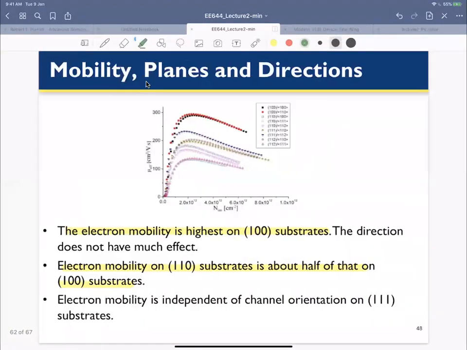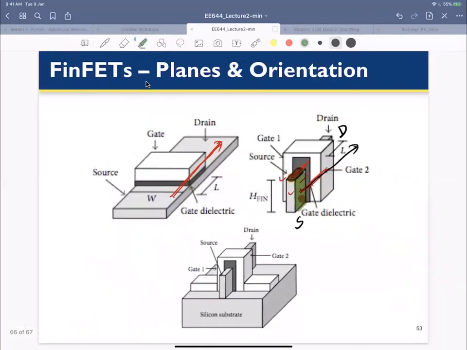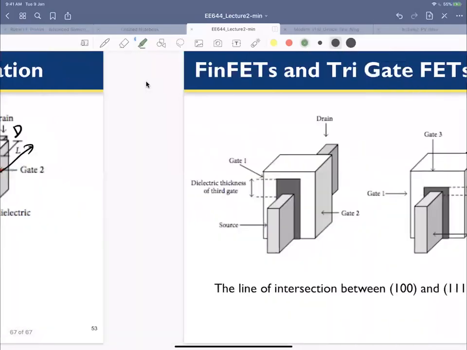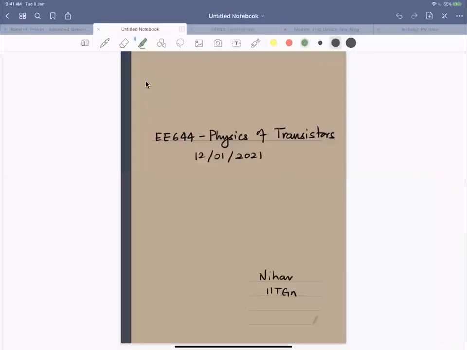Anyway, we'll get back to this when we discuss FinFET, but this is just for your information. The electron and hole mobility will depend on crystallographic planes and crystallographic direction. Okay, then we'll go to the next part of the course.